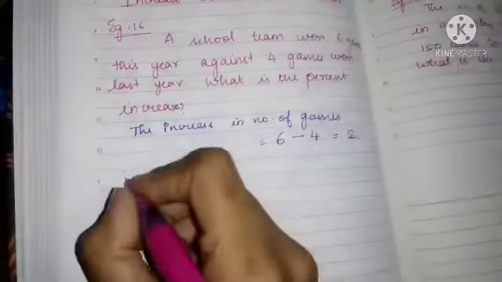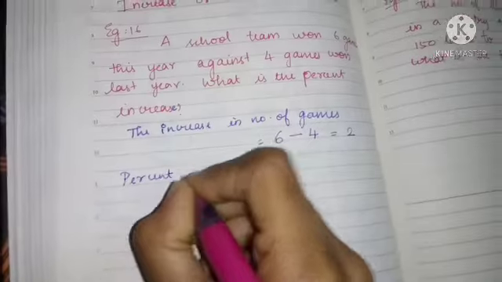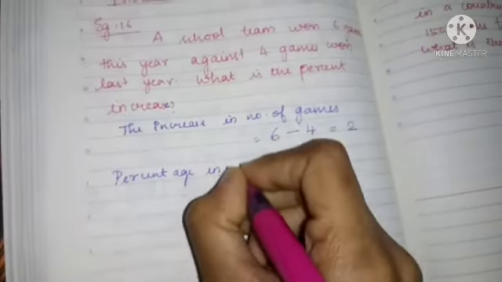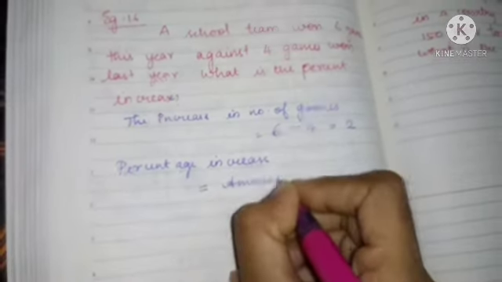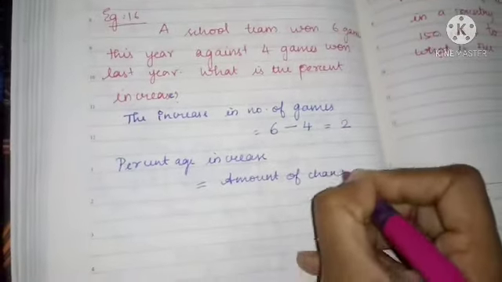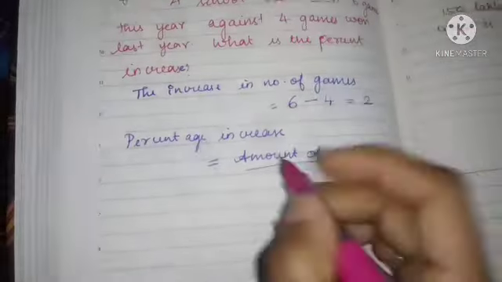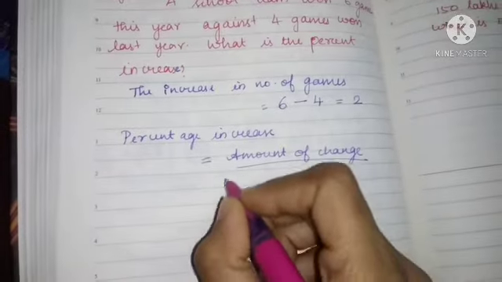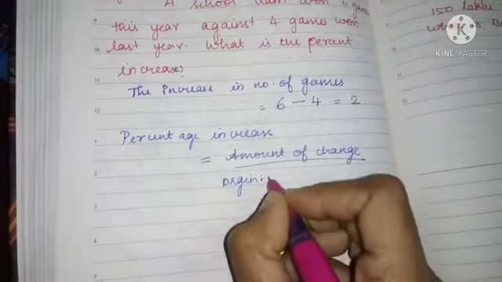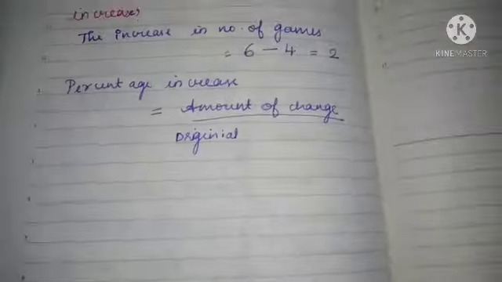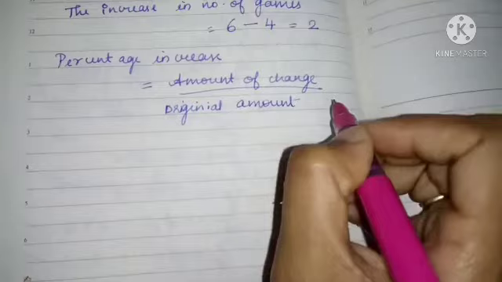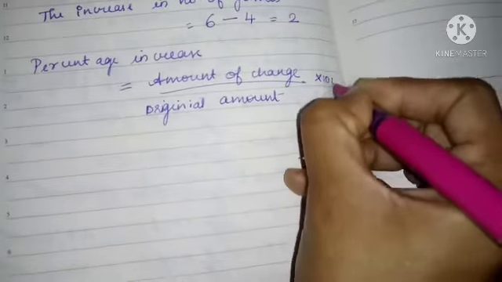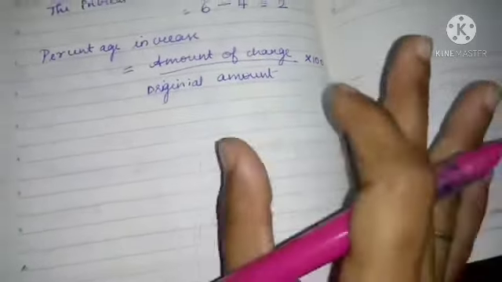Next, there is a formula. Percentage increase is equal to amount of change divided by original amount, into 100. This is the percentage increase.